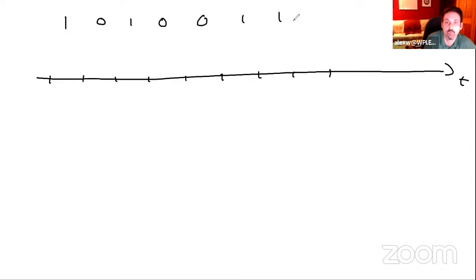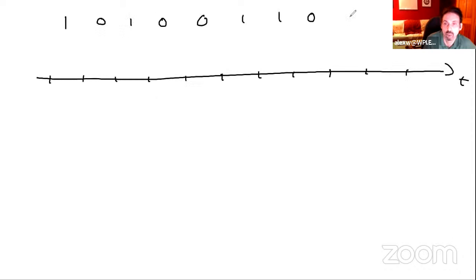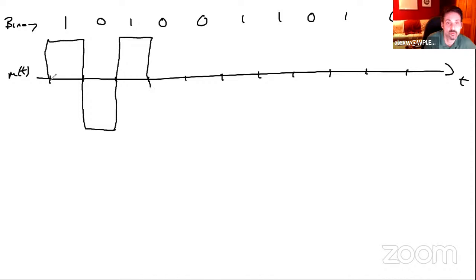Zero, one, ten. Okay, so this is the binary representation. So here, your m of t, how does this look like? It looks like this.